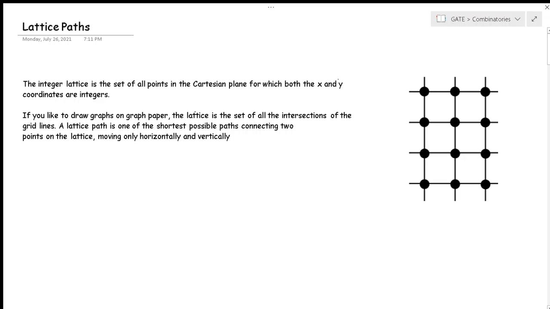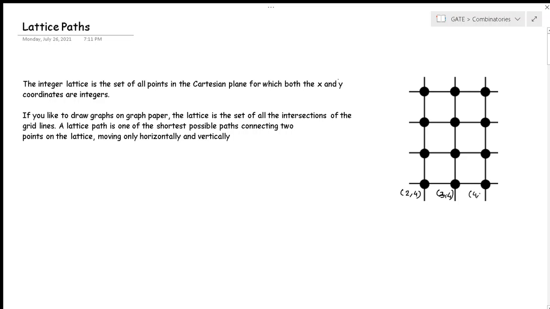Lattice. So the integer lattice is the set of all points in the Cartesian plane for which both x and y coordinates are integers. Suppose this is the point 2 comma 4. So what will this be? This will be 3 comma 4, because we moved along the x-axis but we haven't moved along the y. And this will be 4 comma 4.